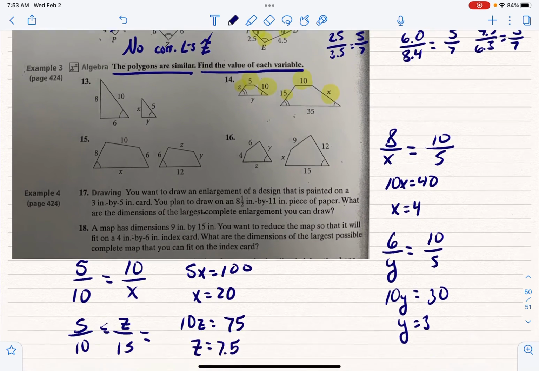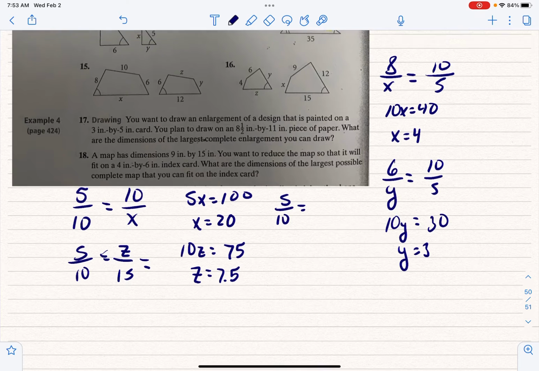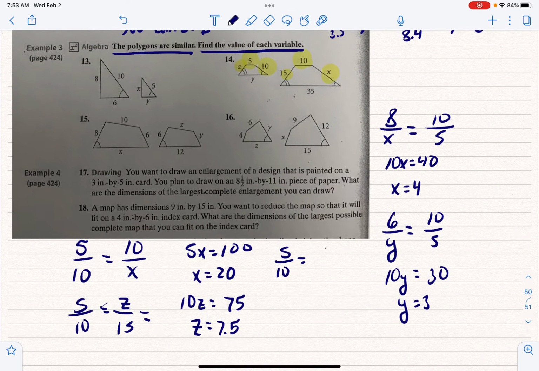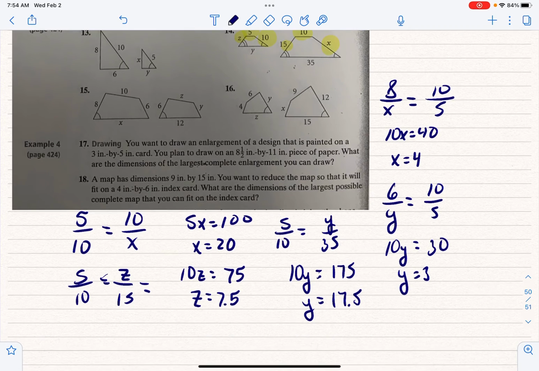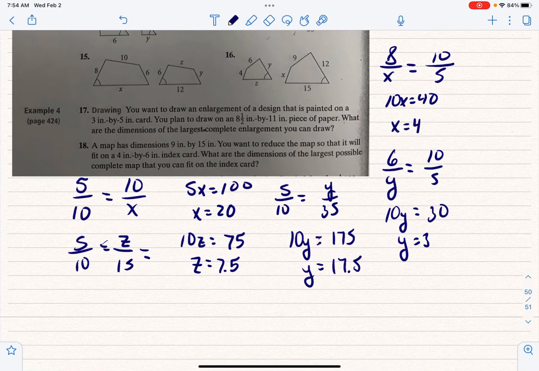All right. And then the last one, I would again start the same way. 5 is to 10 the same way, and I'm looking for some kind of connection. y is to 35. Cross multiply. 10y is equal to 175. So therefore, y is equal to 17.5. Okay? So that's number 14. Number 15. Real similar. So I don't want to move too slowly and take forever on these, but very, very similar problem.